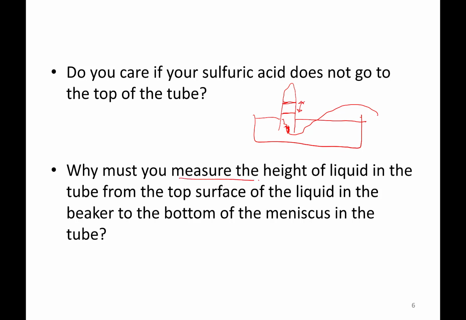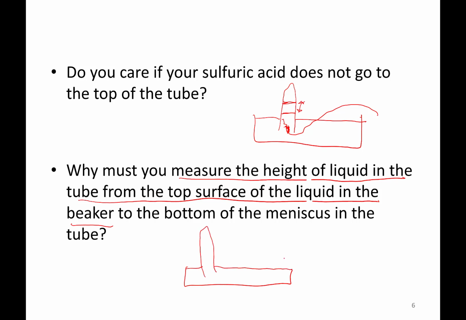Why must you measure the height of the liquid in the tube from the top surface of the liquid in the beaker to the bottom of the meniscus in the tube? So let me draw this again. Okay, here is our tube. Here is the liquid in here. These are the sides of the beaker. What we care about is this distance in here, the distance between the height of the liquid in the tube, and we care about the height of the liquid in the beaker. That's what we care about.